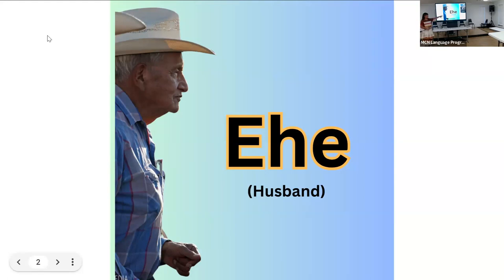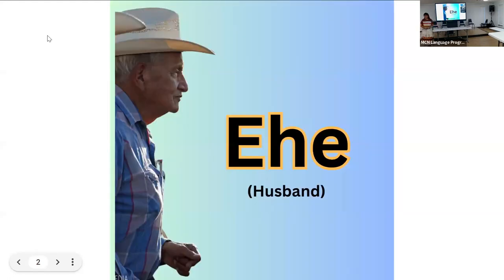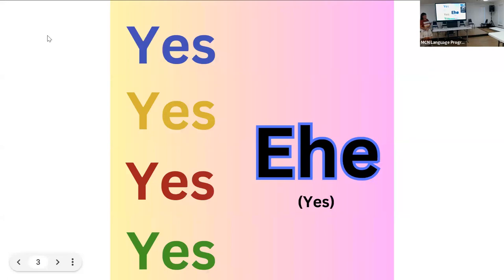So husband is spelled like this. That's how husband is spelled. And now look at this word. How is this pronounced? Okay, it's spelled the exact same way. So you can either be talking about somebody's husband, or you could be talking about yes. And that is a situational environment. What are you talking about? Are you talking about Marvel's husband? You know you're not talking about Marvel's yes.